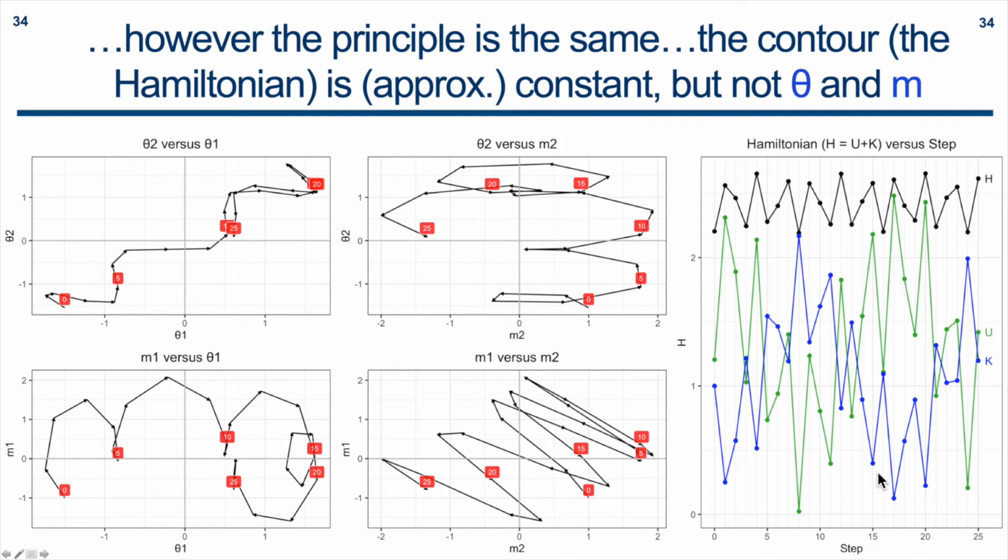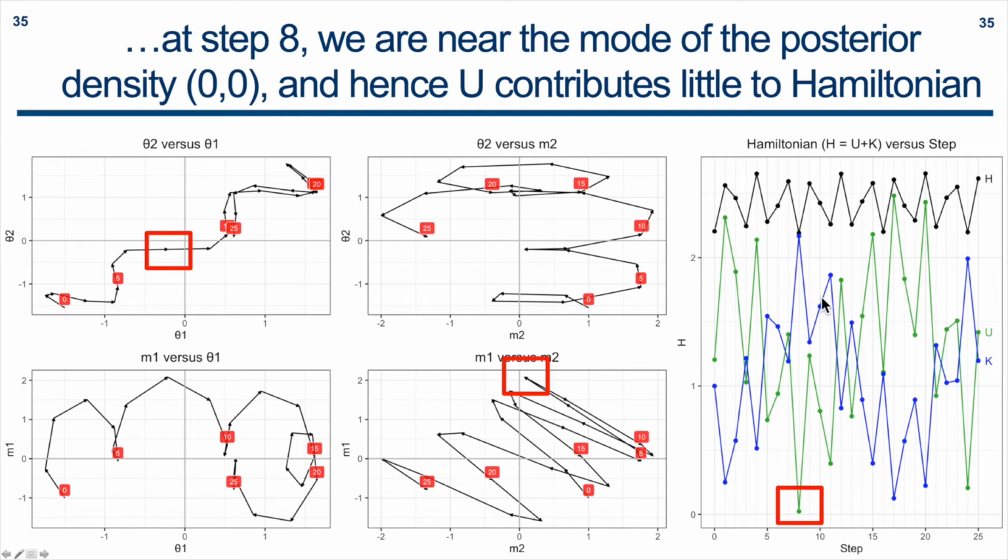Another way to view that is to think about the contribution of the potential energy, the U here, and the kinetic energy, the K, to that overall value of the Hamiltonian. So for example, at step 8, we are near the mode of the posterior density. So for a bivariate normal distribution, that would be 0, 0. And we see our theta 2 and theta 1 are both very small. So the overall contribution, shown here in green, to the value of the Hamiltonian is very small. And most of the contribution to the Hamiltonian is coming from the kinetic energy, which is the blue here. And that's where we see that M2 is actually quite small, but M1 is very large, and that's where the overall contribution to the Hamiltonian is coming from.